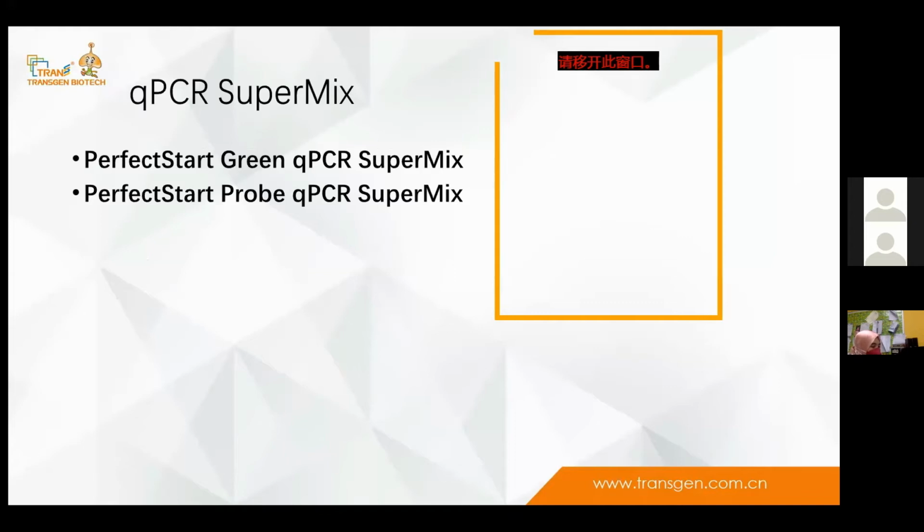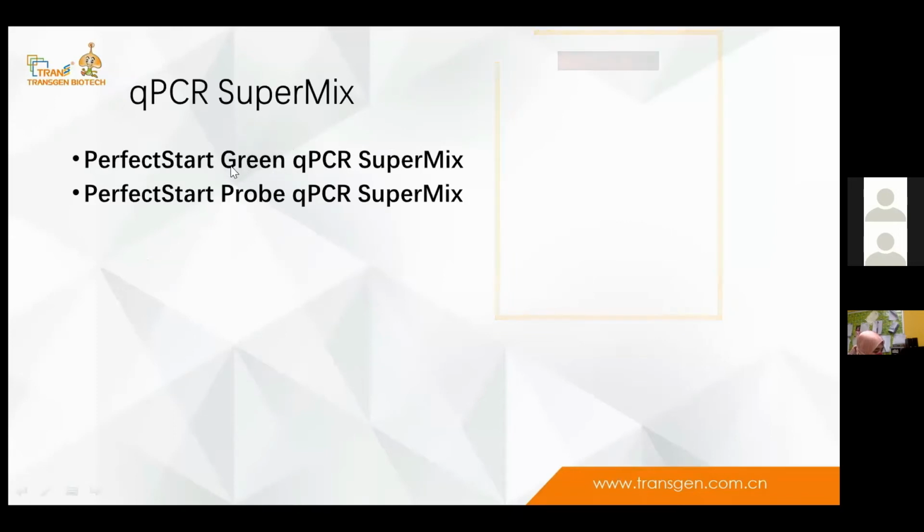Here we provide two different reagents for the qPCR supermix. The first one is the Perfect Start Green qPCR SuperMix. The other is the Pro. So it's very easy to separate them. Green means SYBR Green I. Pro means the TaqMan Pro. So we can choose based on your experiment.